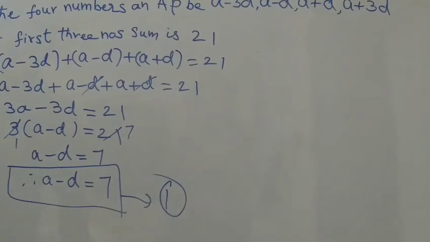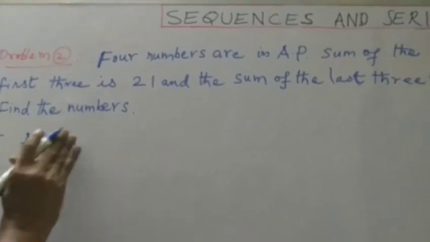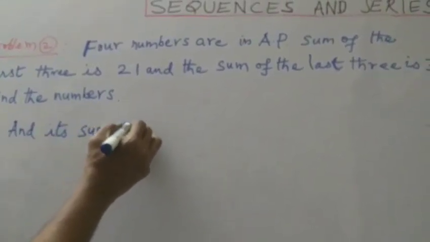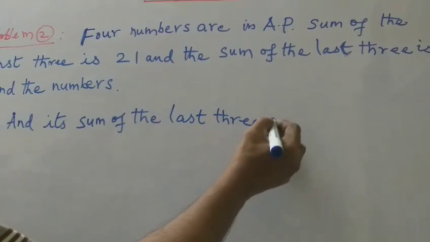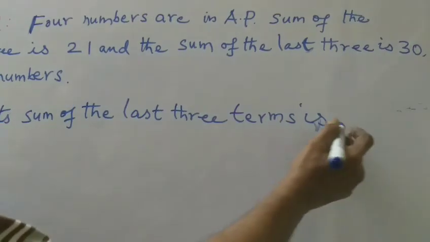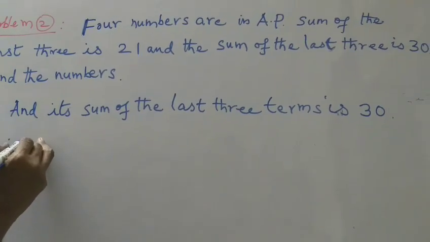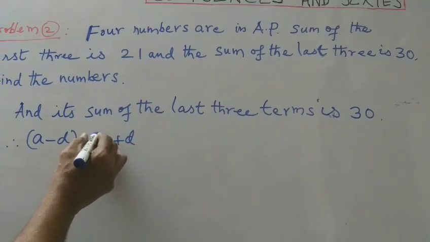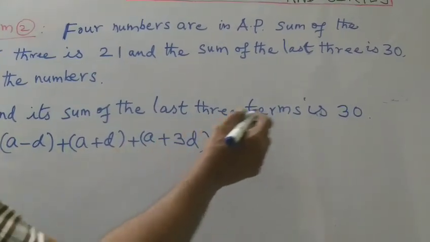And its sum of the last 3 terms is 30. Therefore, a minus d plus a plus d plus a plus 3d, these are the last 3 terms, is equal to 30, as given.